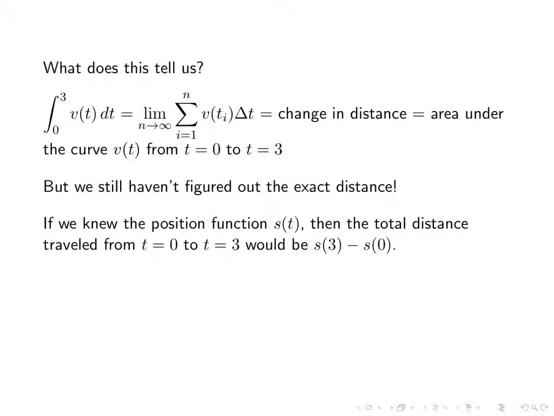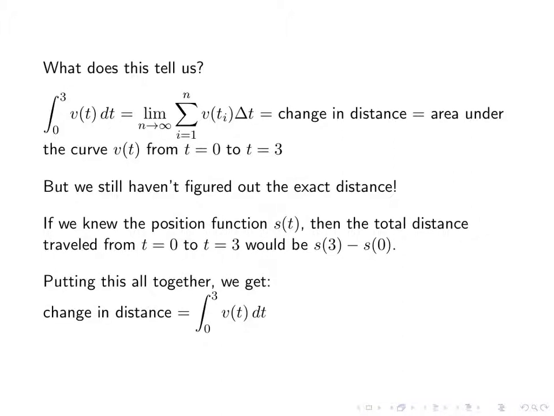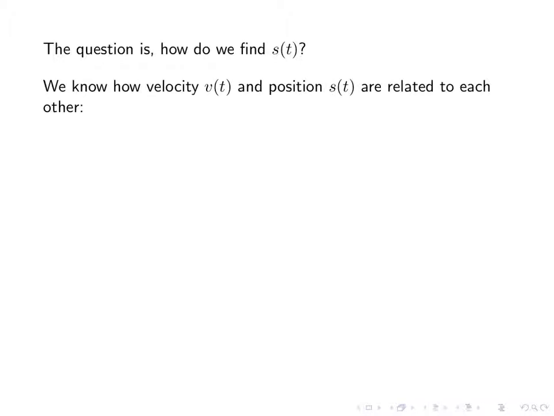If, however, we knew a function for the position, usually denoted by s of t, then the total distance traveled from t equals 0 to t equals 3 would just be s of 3 minus s of 0, right? The position at 3 minus its starting position at 0. So if we put this all together, we get the change in distance is the definite integral from 0 to 3 of v of t dt, which is s of 3 minus s of 0, which would be really great if, again, we knew what s of t was. So the question is, how do we find s of t? Well, we know the velocity, t squared, and we know how velocity and position are related to each other, which is that the derivative of position, s prime of t, is equal to the velocity, v of t.